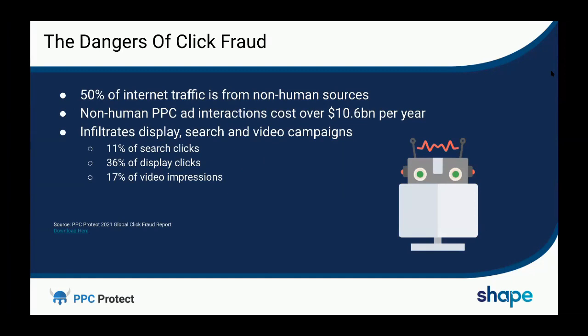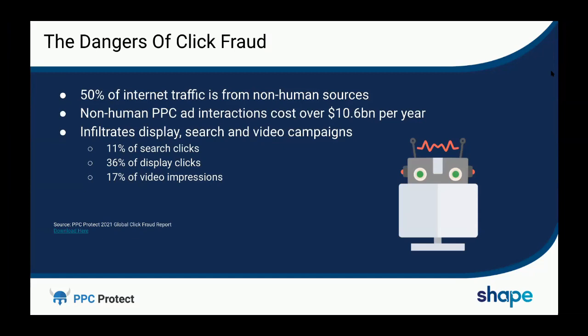What we see across all our data from our 2021 click fraud report, which there's a link for in here, and you'll have a copy of these slides later, is that 50% of internet traffic is non-human, and that costs just over $10.5 billion a year in PPC ad interactions. So there's a humongous amount of budget being lost to this automated activity, even when you think this might not necessarily be a problem that's impacting you. It's still worth checking for and seeing if that actually is the case.